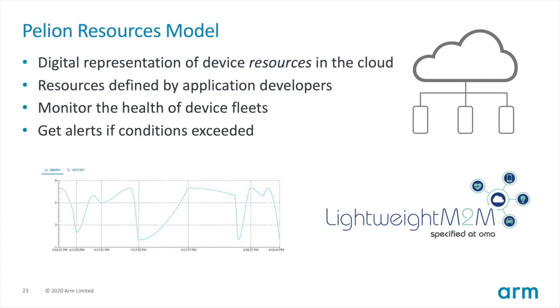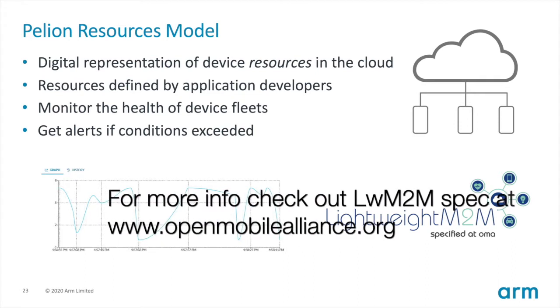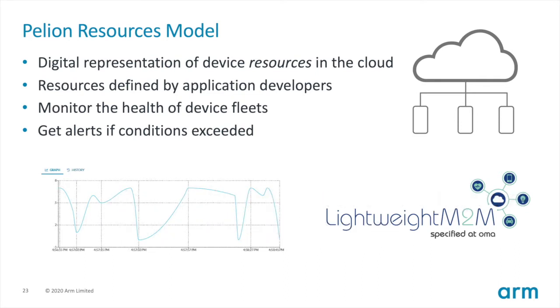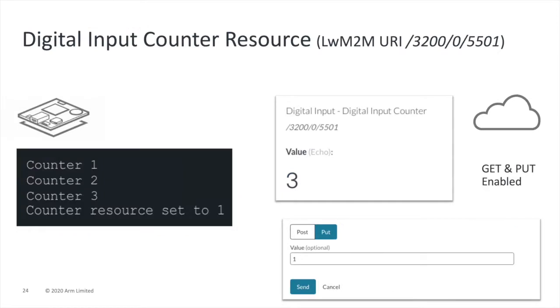You can interact with device resources with get, put, or post methods, similar to HTTP, and you decide which methods are enabled for each resource. In our example, we've just provided a few simple resources that can be monitored and updated. In this specific example, we are exposing a digital input counter that on the device just keeps automatically counting upward. And in the cloud, you can view that value and you can put a new value to reset it.